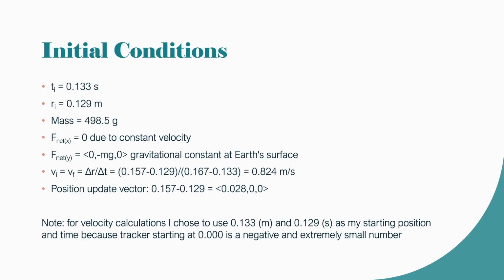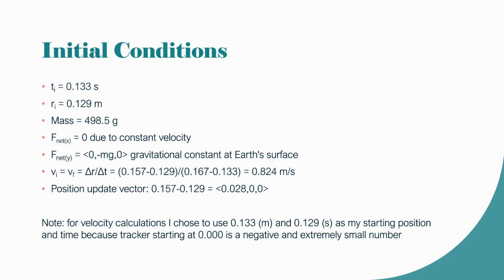For my initial conditions, I chose my time to be 0.133 seconds and my position to be 0.129 meters. The note for this is that in my Tracker at 0 seconds, the starting position is negative and extremely small, a 10 to the -4 number, and starting at a solid distance and time made the computations much more consistent and a lot easier.